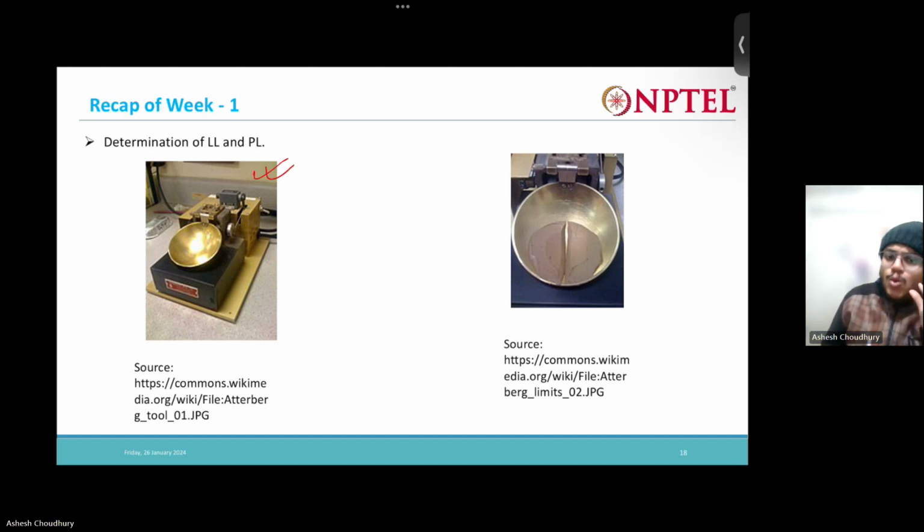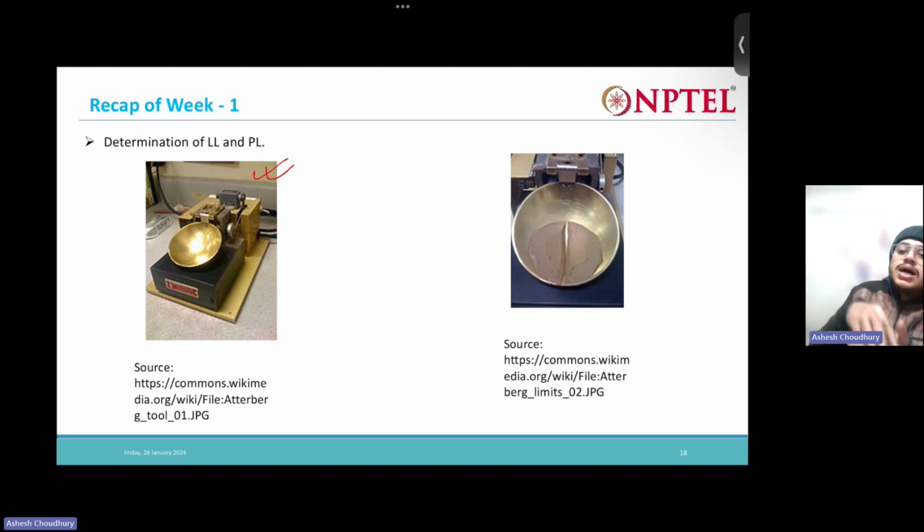What we do, we take some soil grains passing through 425 microns, we pour some amount of water, we make a paste, and then we evenly spread it on this cup.